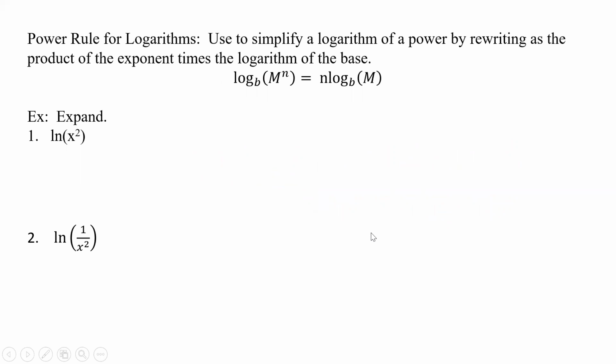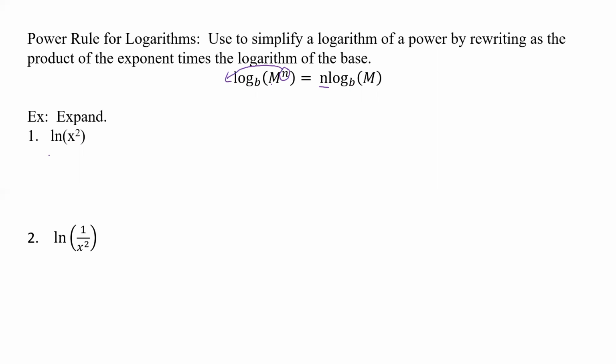All right, so here we're going to use the power rule for logarithms. We need to simplify by rewriting as a product of the exponent times the logarithm of the base. So we have log base b of m to the n, so our power. What we're going to do is take that power and bring it down in front. We've taken that n, the power, and brought it down in front as the product, so n times log base b of m. So that's what we're going to do with these.